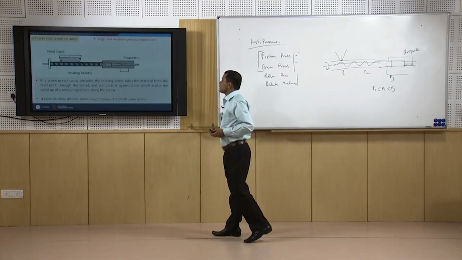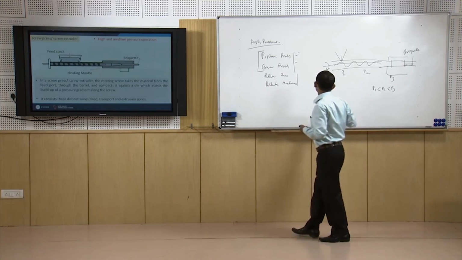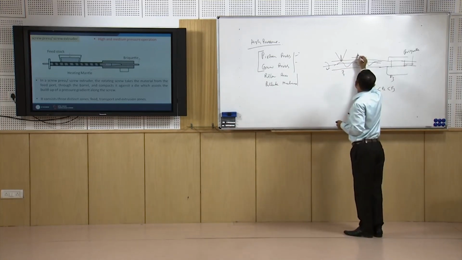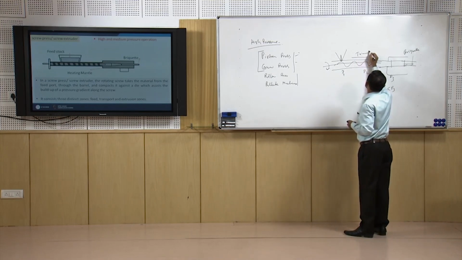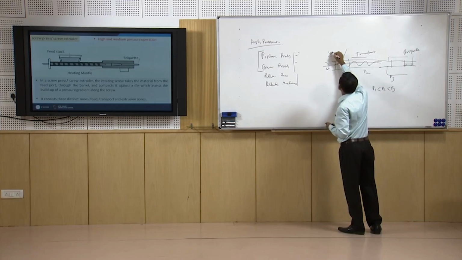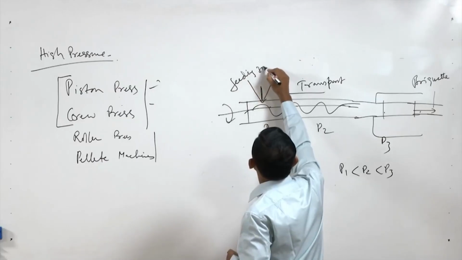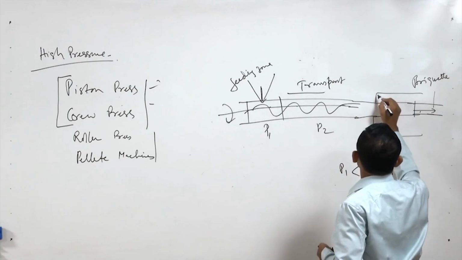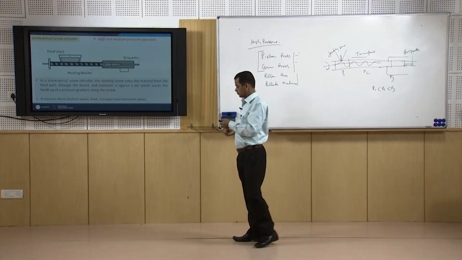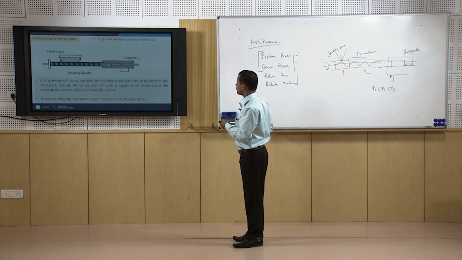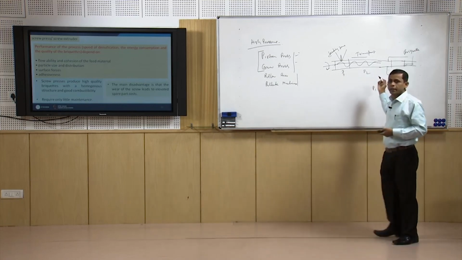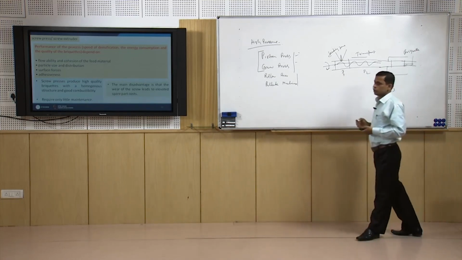So, here we get 3 zones. The first is your feeding zone, then this is your transport zone, and this is your compaction zone. So, this is the mechanism of the production of briquettes through the screw press.